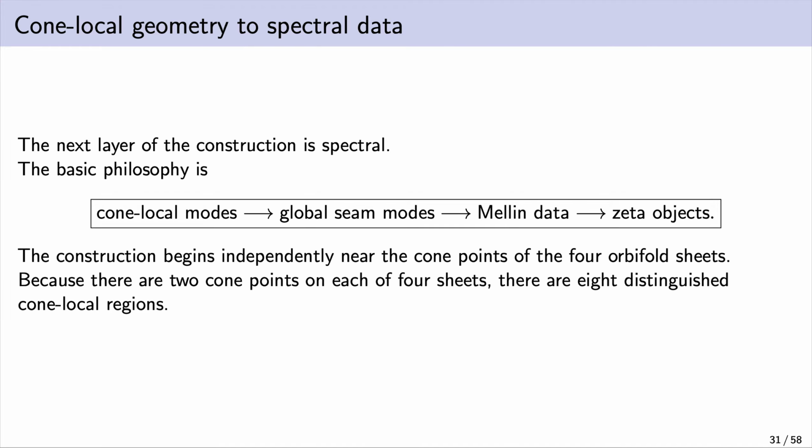So, cone local geometry to spectral data. The next layer is spectral. The basic philosophy is cone local modes to global seam modes to Mellin data to Zeta objects. The construction begins zoomed into cone points, so cone local stuff on the orbifold sheets. We get 8 total of these.